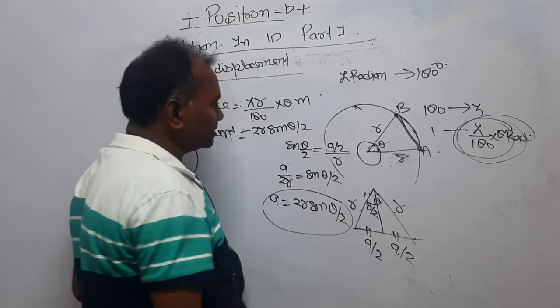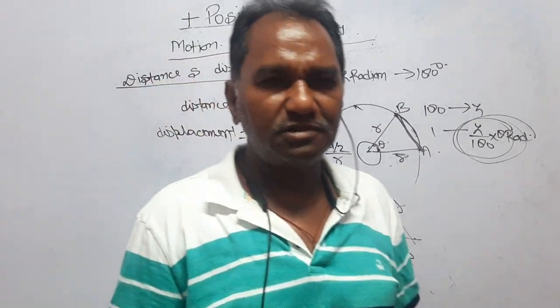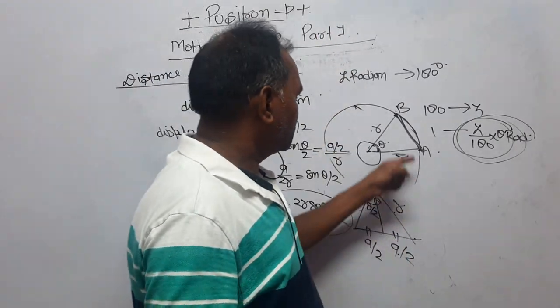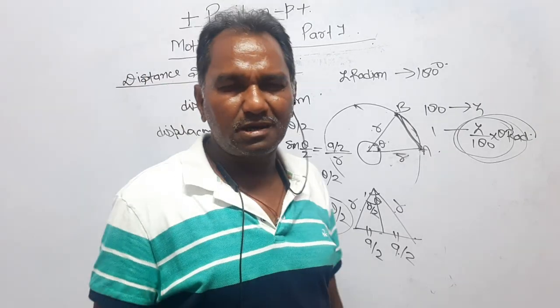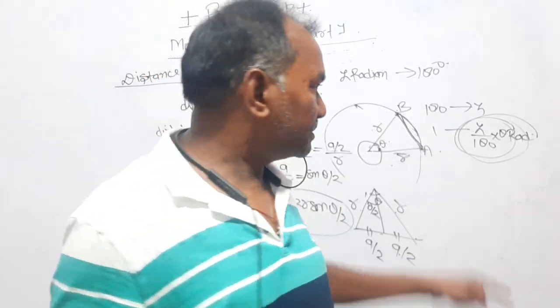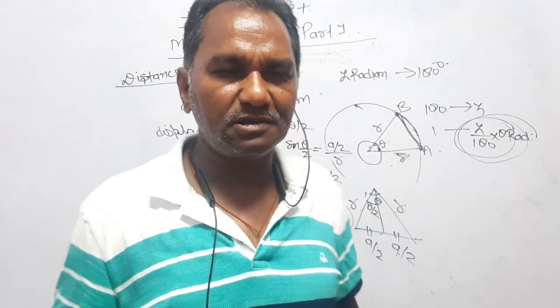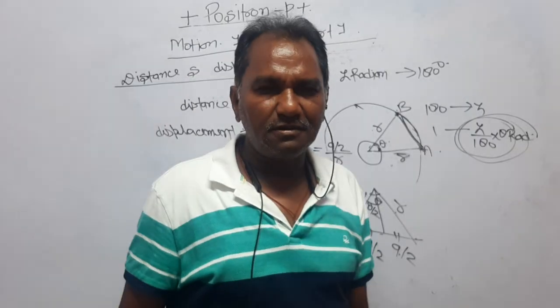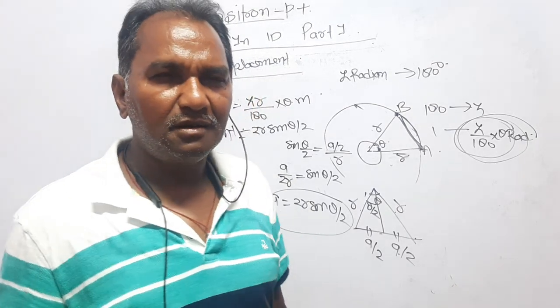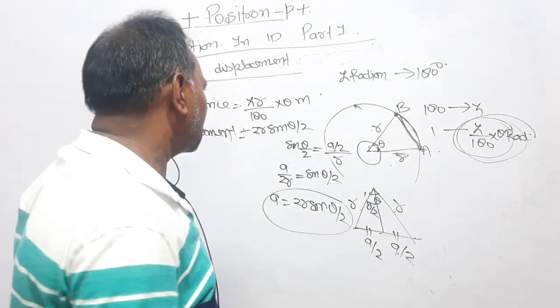This is another method you can use to find the displacement when a body is not covering a complete cycle or half cycle or quarter cycle. In that case, the displacement can be found using the triangular property of the circle.